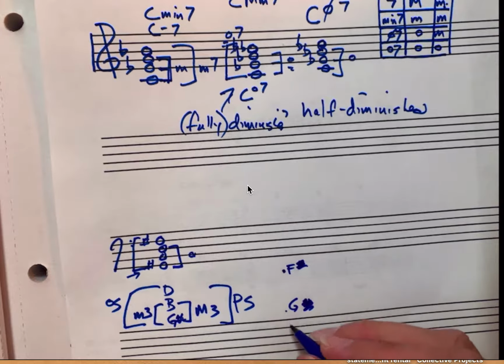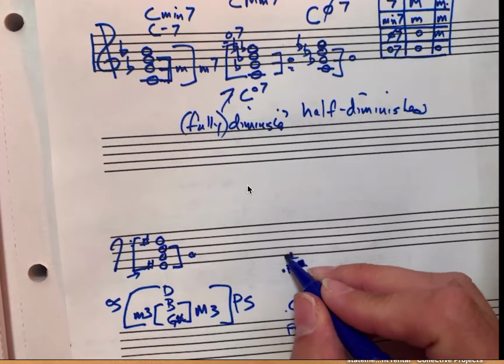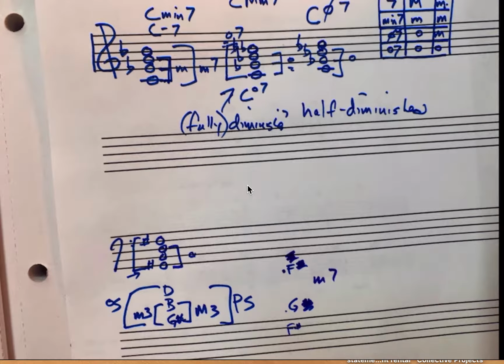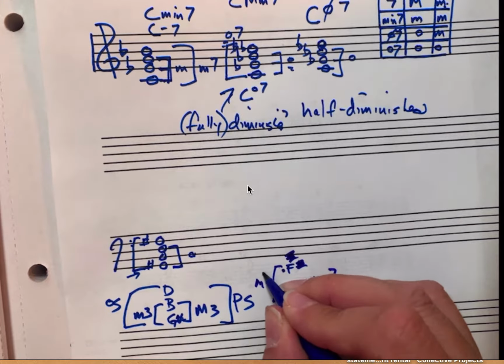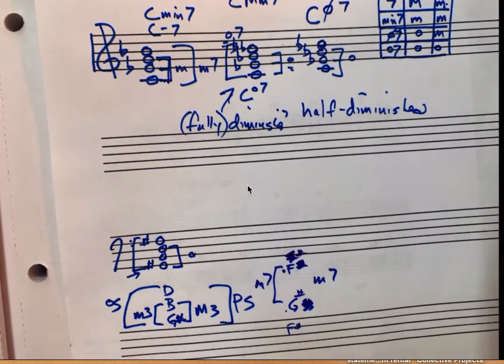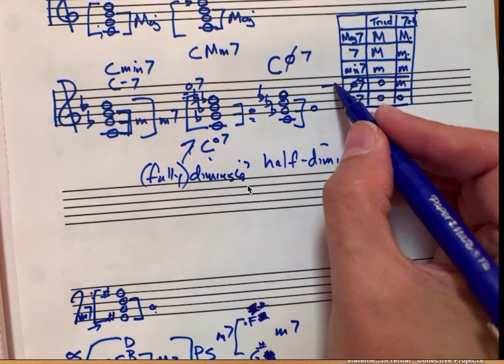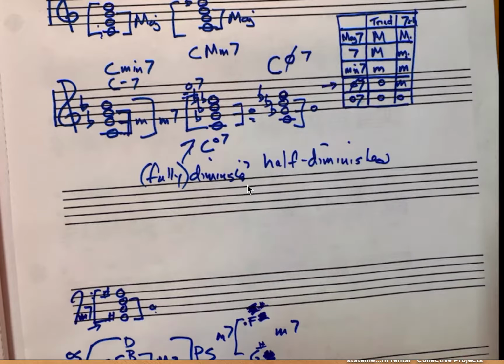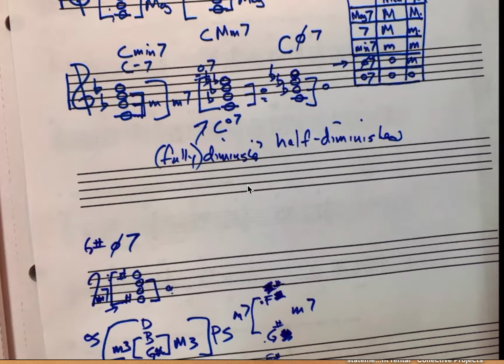So now if we look at the key signature of G, that has an F sharp. So G to F sharp would be a major seventh. G to F natural would be a minor seventh. Since G to F is a minor seventh, then G sharp to F sharp is also a minor seventh. So here we have a diminished triad, a minor seventh, and that is a half diminished seventh chord. Specifically, this is a G sharp half diminished seventh.